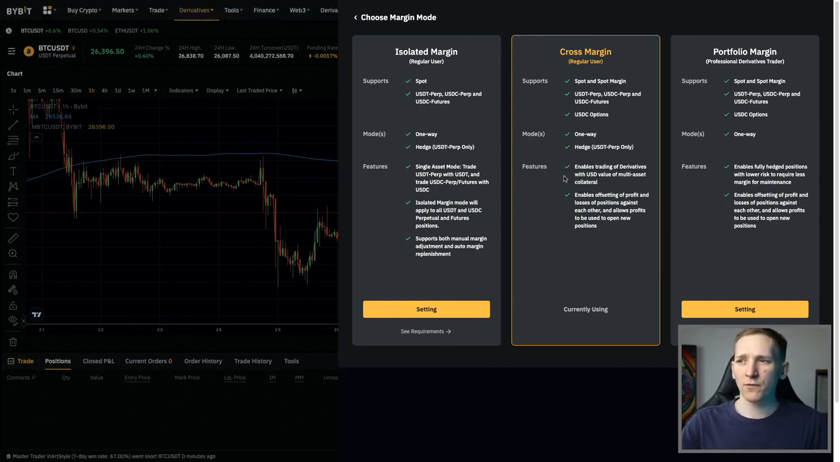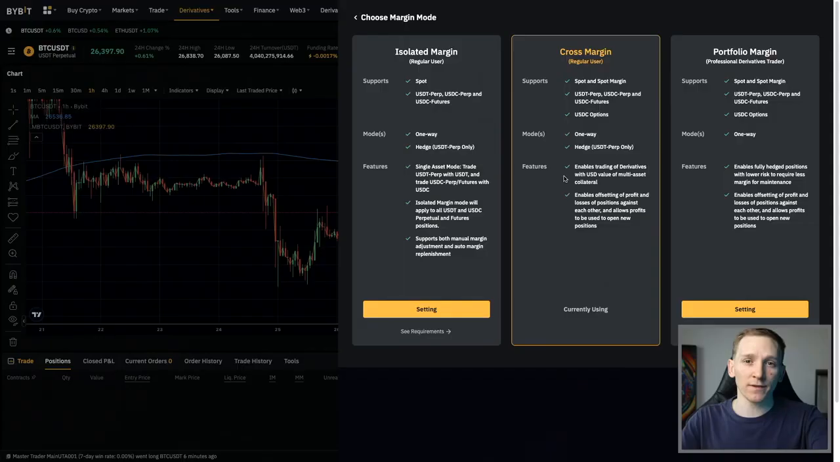Now we get to the different types of margin that we can use. There's 3 ways that you can actually use the value in your account to trade with. The first one is isolated margin. Now this is the one that I would recommend for most people. This is the one that most people trade with as well. When you're just taking a position, right? So you want to go long Bitcoin or you want to go short Bitcoin or whatever, most people will use isolated margin. What is isolated margin?